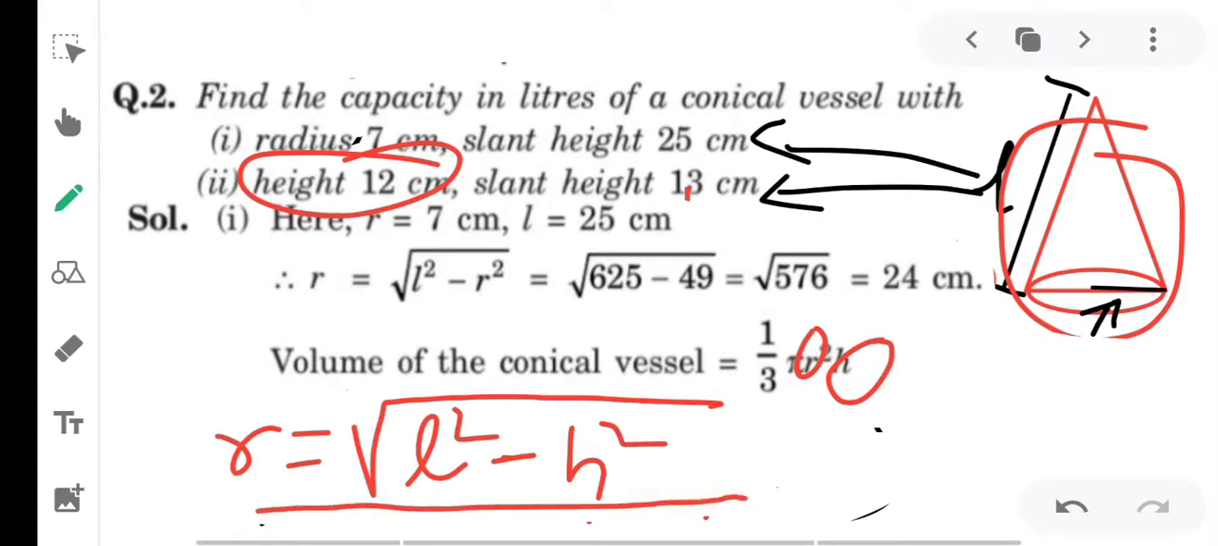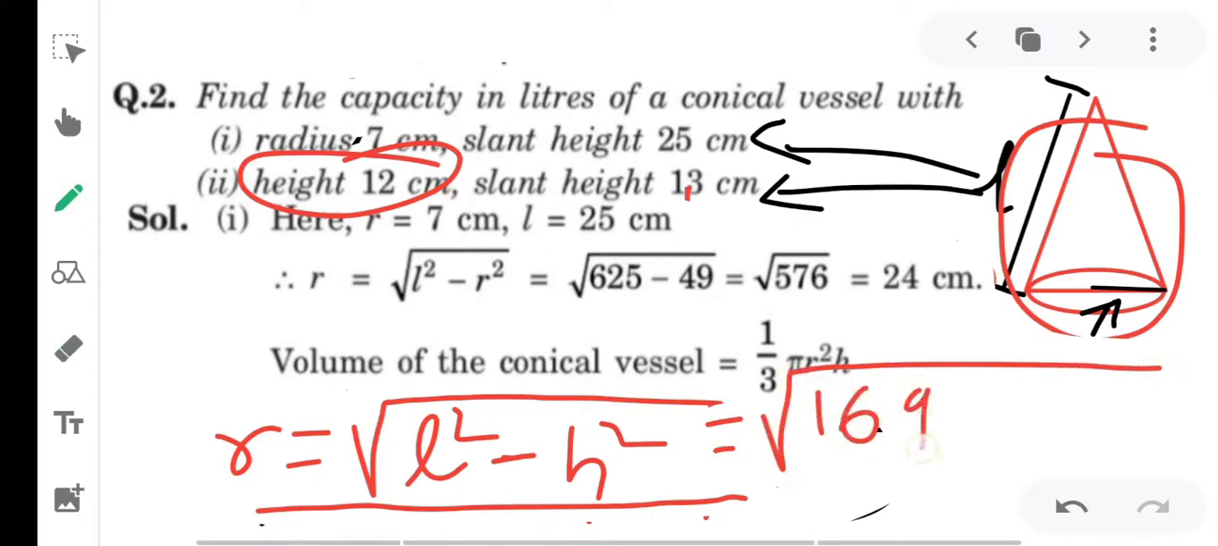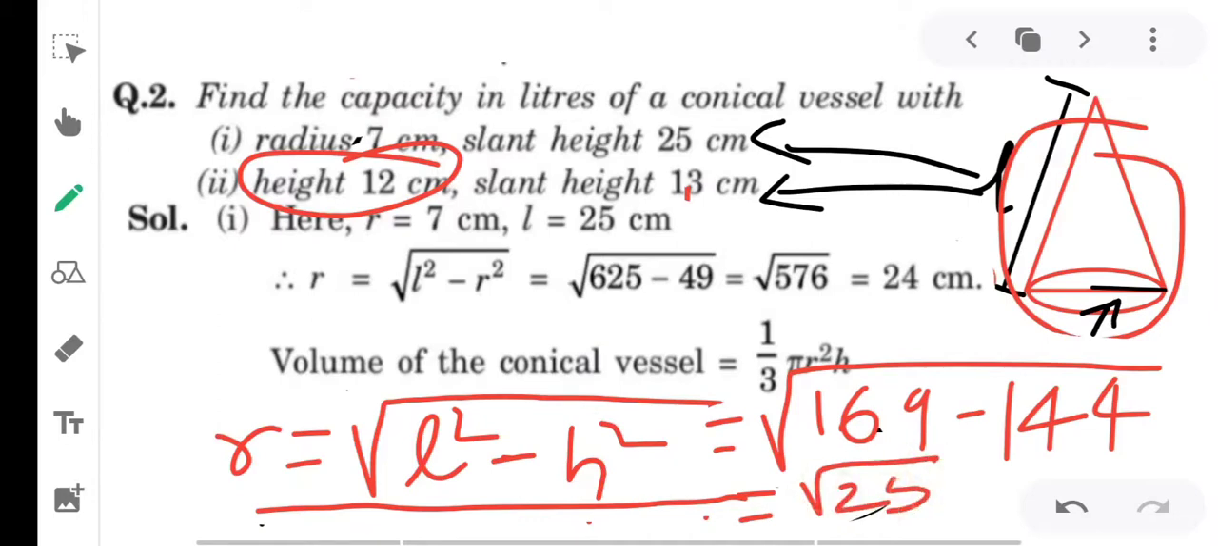r is equal to under root L square minus h square, right? So you know that what is the L square, right? L is the slant height, so L is 13, right? So how we can write this? यहाँ पर हम इसको कैसे लिखेंगे, right? Under root 13 square होता है 169, right? Minus height is given, that is the 12, so 12 square that is equal to 144, right? So 169 minus 144 अगर हम करें, so we will get under root 25, right? We will get under root 25. So here 25 is a perfect square number, so the radius would be 5 centimeter, right?